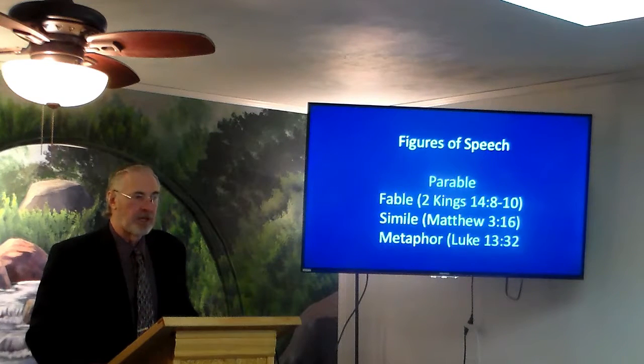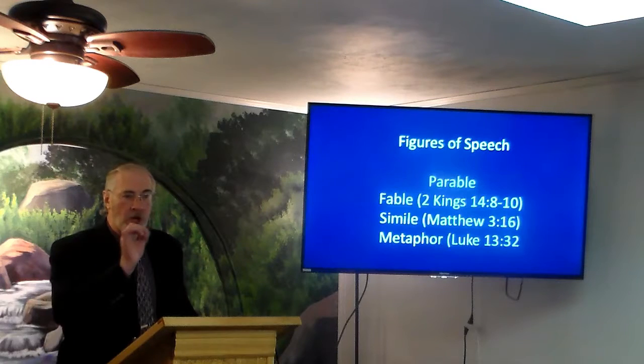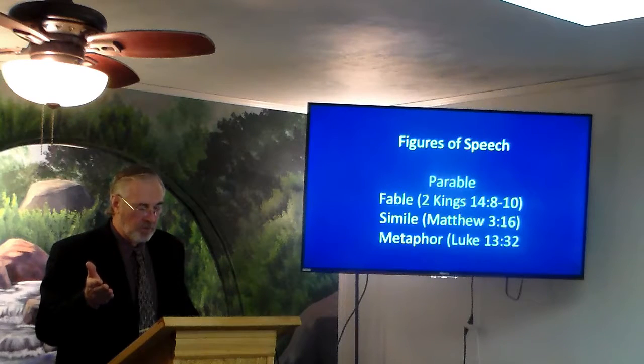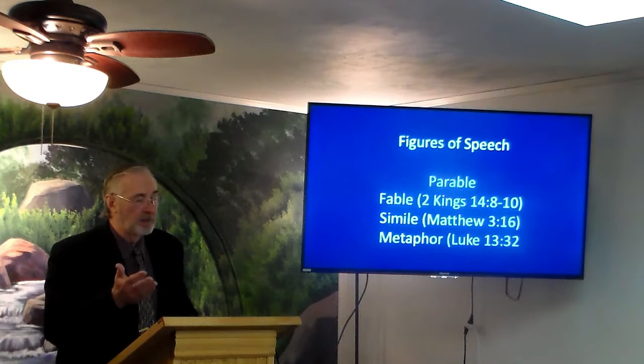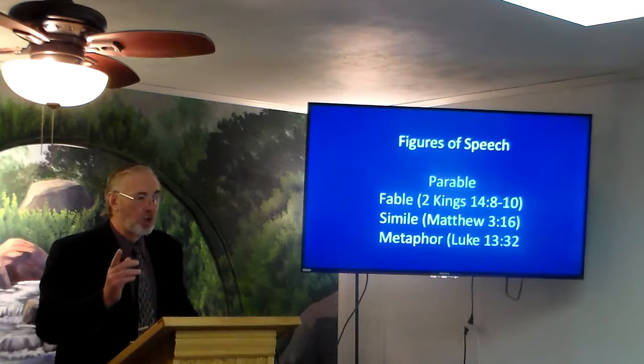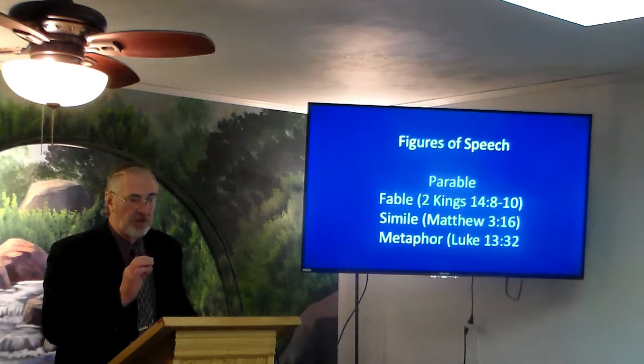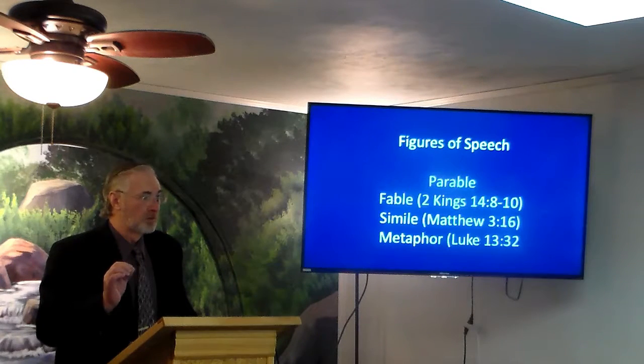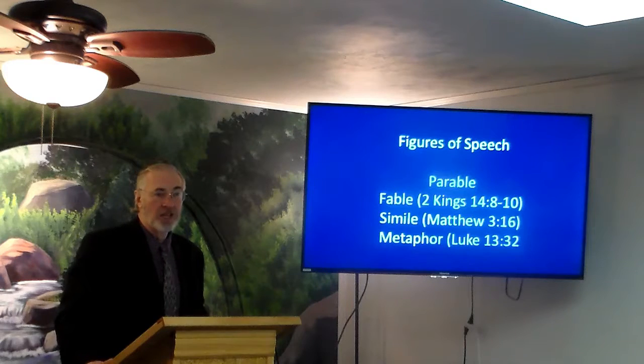Now remember, with a simile, there is a likeness there, and the word like or as is typically within the phrase. It just gives you a different take on it, so that you understand that this is figurative language. We looked at Isaiah chapter 1 verse 18 in particular, where your sins are like scarlet, but they shall be made white as snow.